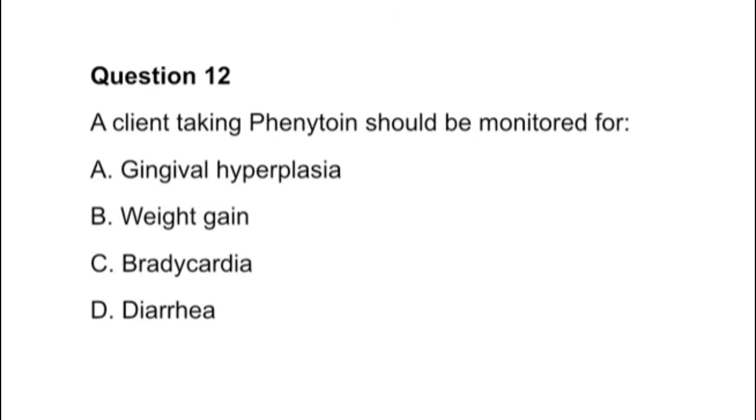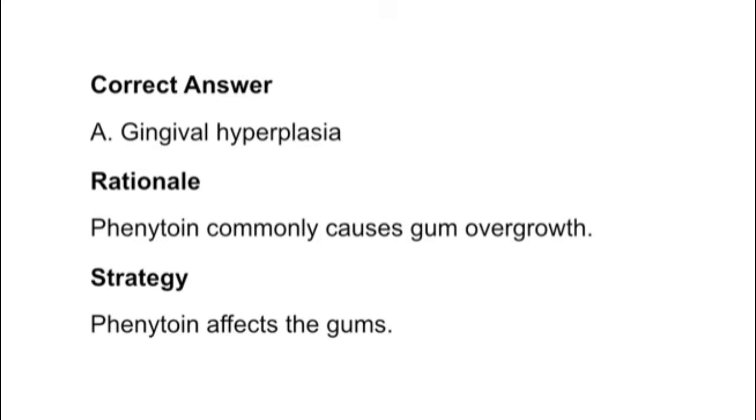Question 12. A client taking phenytoin should be monitored for A. Gingival hyperplasia. B. Weight gain. C. Bradycardia. D. Diarrhea. Correct answer: A. Gingival hyperplasia. Rationale. Phenytoin commonly causes gum overgrowth. Strategy. Phenytoin affects the gums.